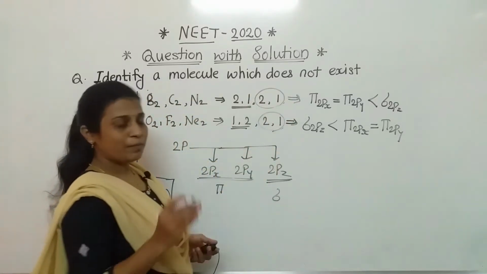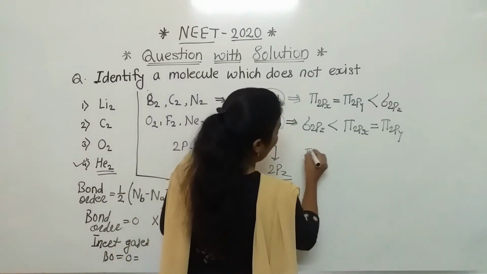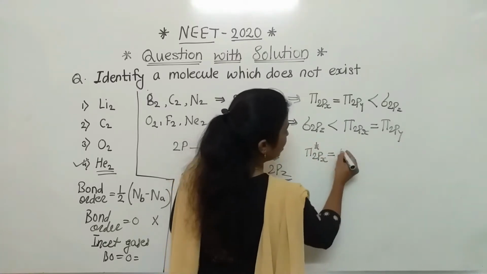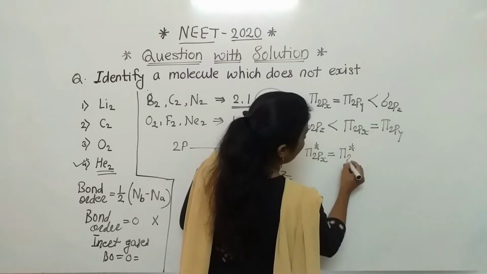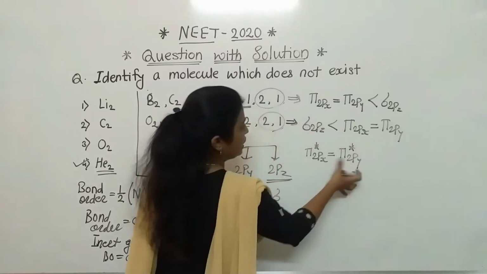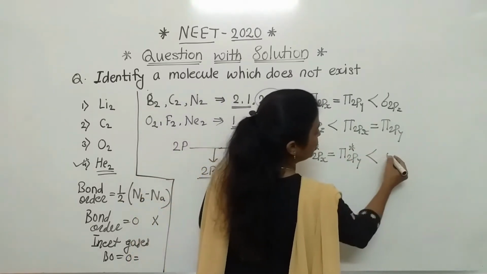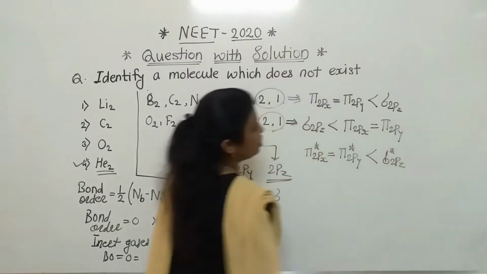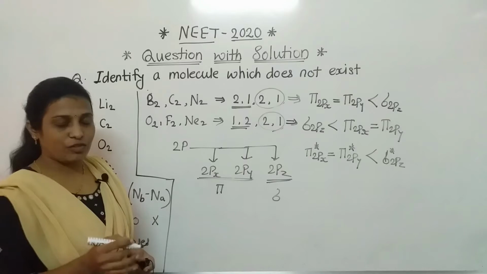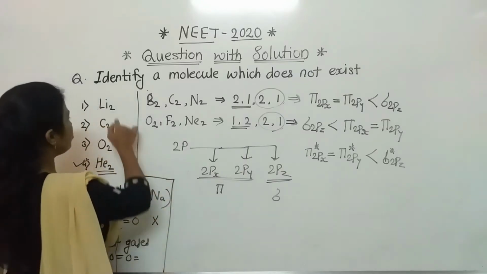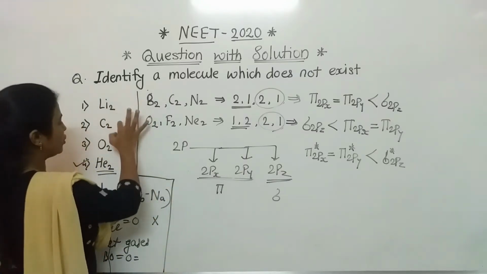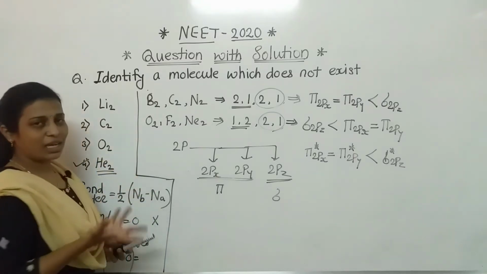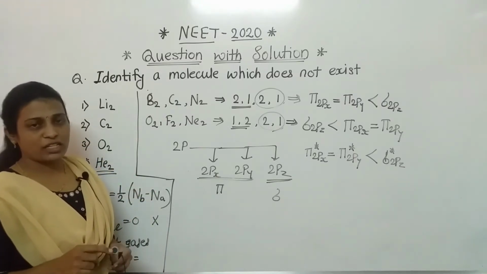What about this one? Here pi star 2px has the same energy as pi star 2py, but they have less energy than sigma star 2pz. So what is the use of this? That we will discuss here. Now we have to write the electronic configuration of the first three, because we have finally got the answer. According to that also you can solve it.